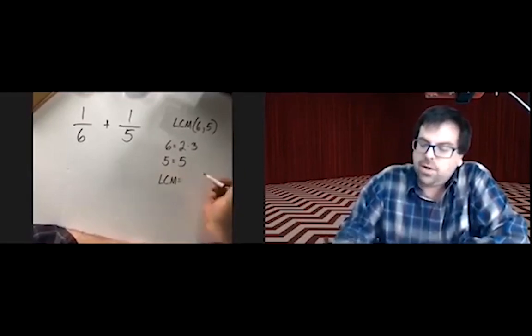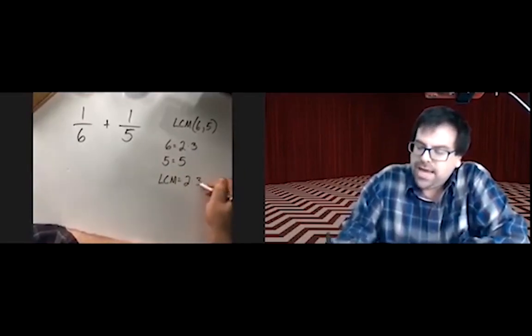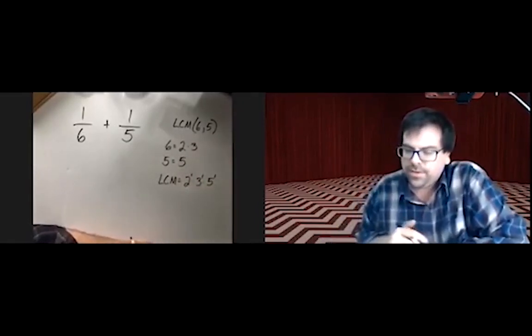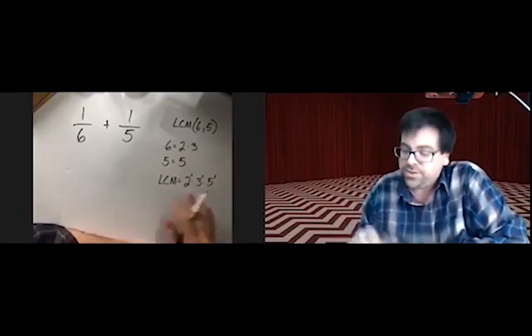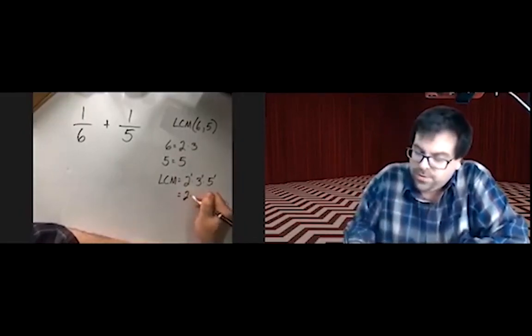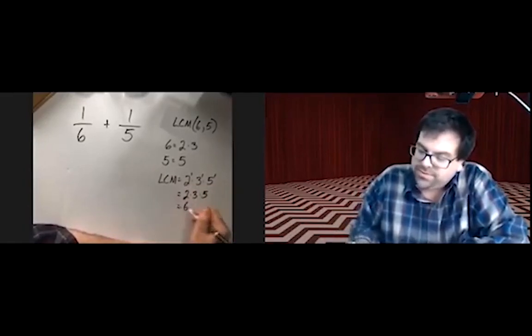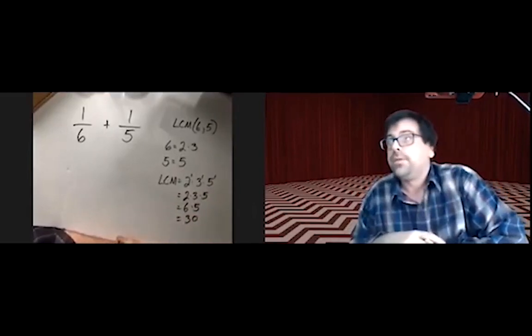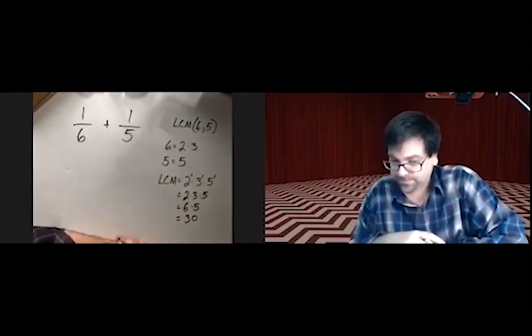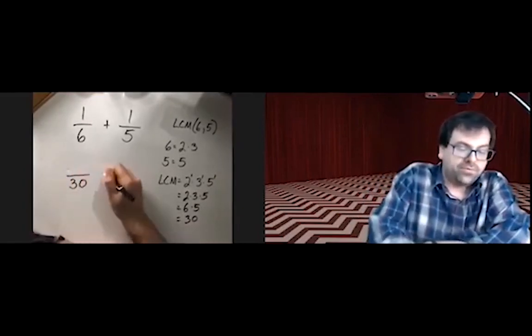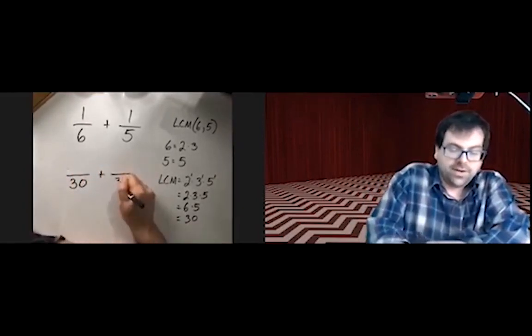For the least common multiple, it's every base we have to the highest shown power. We have 2, 3, and 5. Highest shown power of all of them are just first power. So the least common multiple will be 2 times 3 times 5, 6 times 5, which is 30. So the new denominator for both fractions has to be 30.